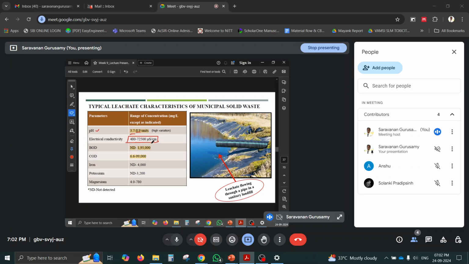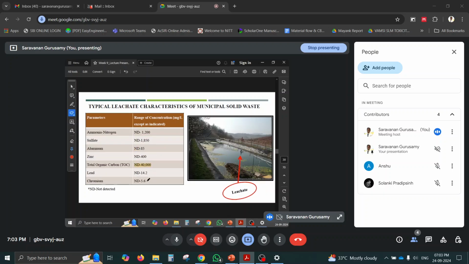Fresh leachate will have high conductivity. Legacy, I mean old waste, will have less conductivity. BOD will also be very high. COD will be very high. So that's what leachate treatment is about. We are finding that a conventional treatment plant is not suitable for leachate treatment. That's why lots of advanced tertiary treatment methods are required. Okay, then iron, potassium, magnesium will be there, then lots of ammonia. Harmful heavy metals like lead, chromium, zinc, and aluminum will be present in leachate.